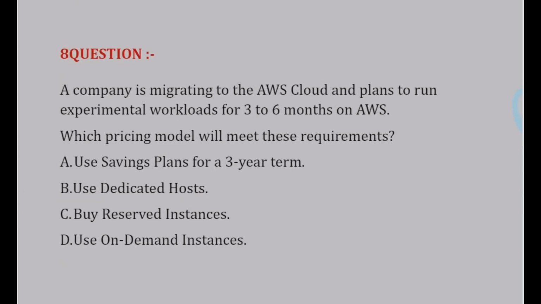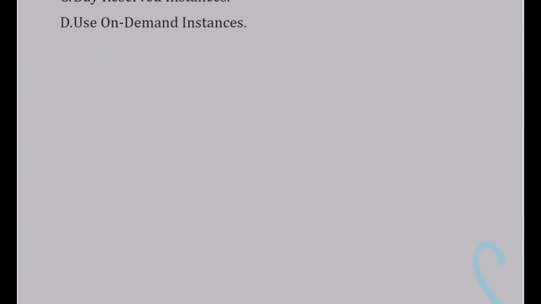Question is a company is migrating to the AWS cloud and plans to run experimental workloads for 3 to 6 months on AWS. Which pricing model will meet these requirements? Option A, use savings plan for a 3-year term. Option B, use dedicated hosts. Option C, buy reserved instances. Option D, use on-demand instances. Correct answer is option D.